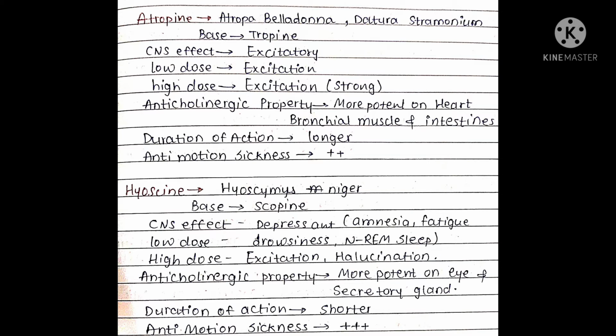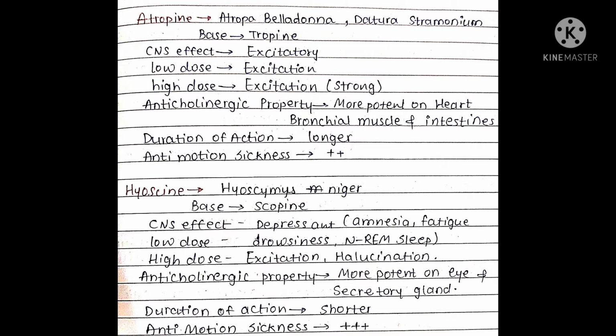Atropine. It is obtained from Atropa belladonna, Datura stramonium. Tropine is the base present in atropine. CNS effects are excitatory. At low dose as well as at high dose, it causes excitation. Anticholinergic property is more potent on heart, bronchial muscles and intestine. Duration of action is longer.